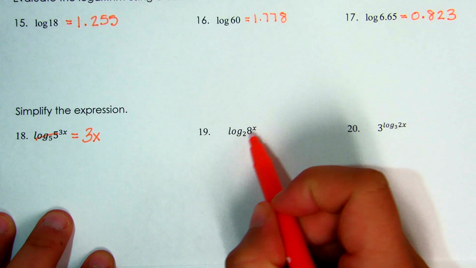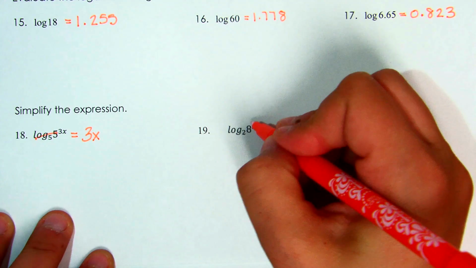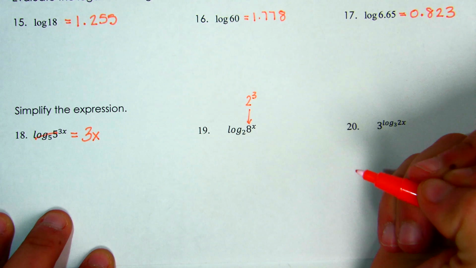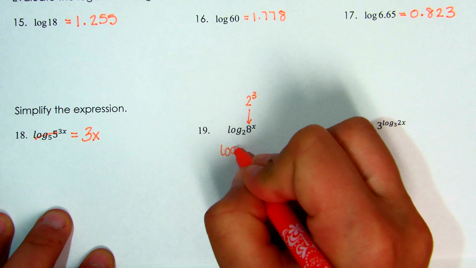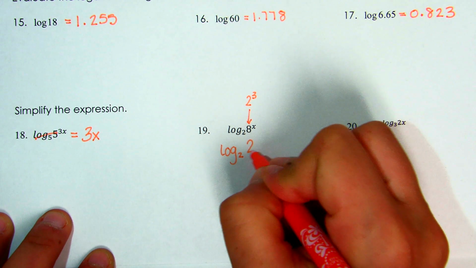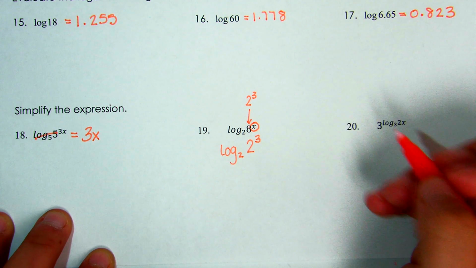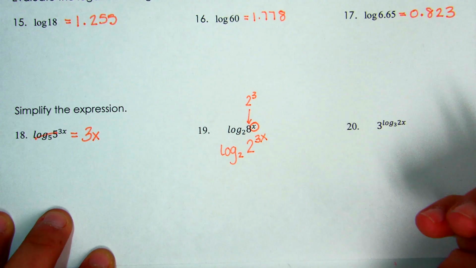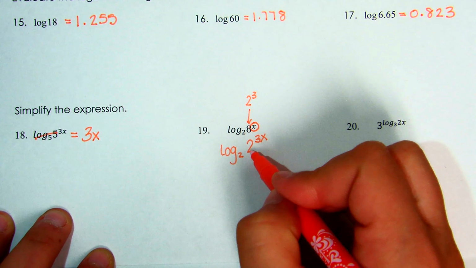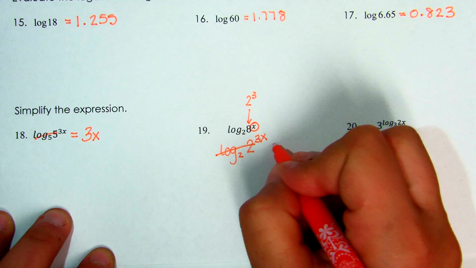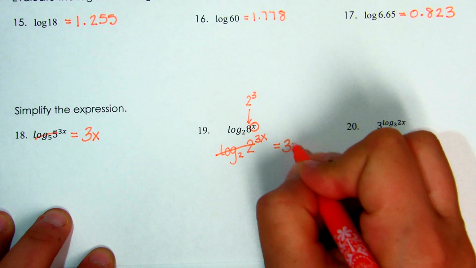2 and 8 don't match, but I can make them match. 8 is the same as 2 to the third power. So I'm going to replace that. So it's log little 2, 2 to the 3, and I keep the x, which is already in the exponent, so it stays in the exponent. So now I have log base 2 of 2 to the 3x power. And now that these match, they cancel, and my answer is 3x.